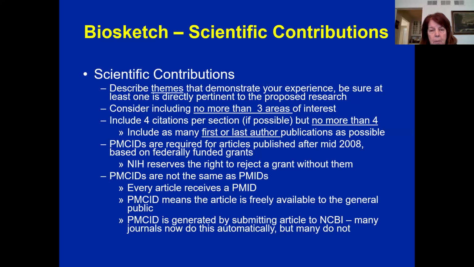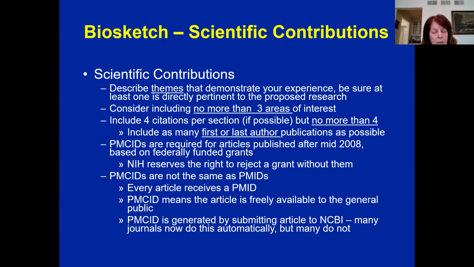This is where the issue of PMCID numbers comes in. I also mentioned it earlier. The NIH really wants you to include PMCID numbers, and sometimes there's confusion about that. Every article that gets published gets what's called a PMID number. That's just a number that says this is an article, it's been published. The PMCID number means that it's freely available to the general public. In other words, if you go online and click on it, if something has a PMCID number, it will open and you can read it.